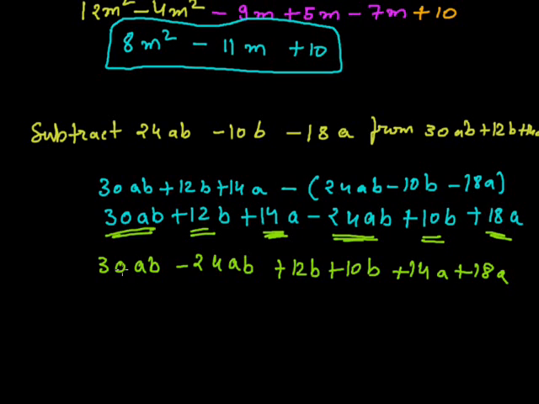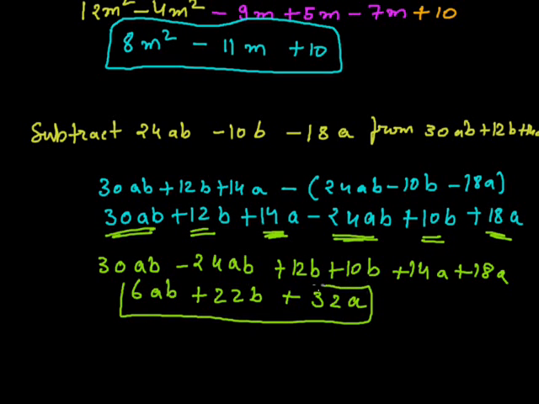Now 30ab minus 24ab, that is 30 minus 24, is 6ab. 12b plus 10b will be equal to 22b. And 14a plus 18a will be equal to 32a. So this is the solution of the given question.